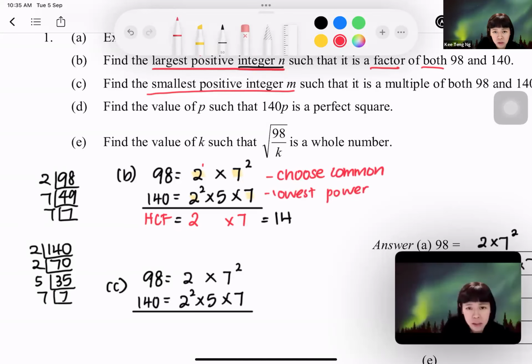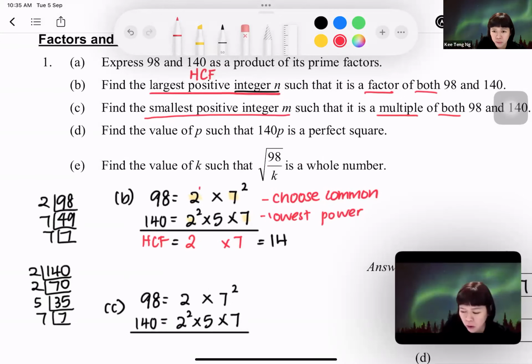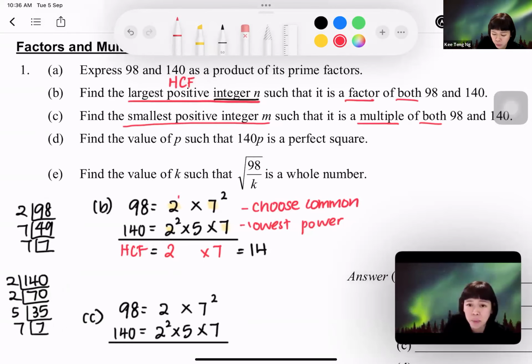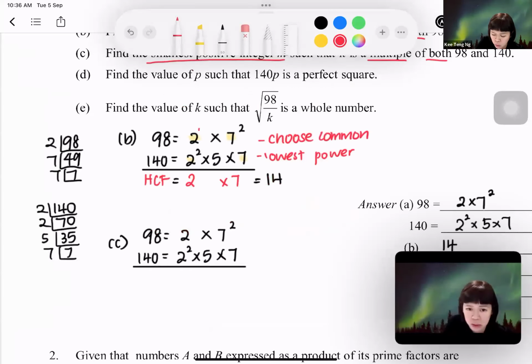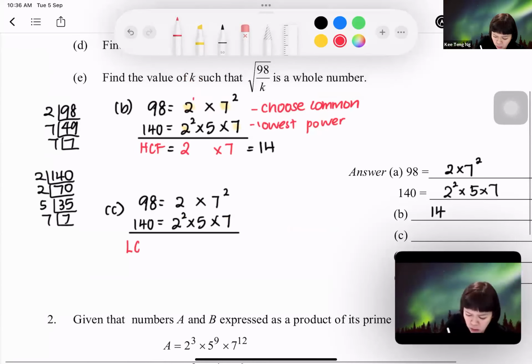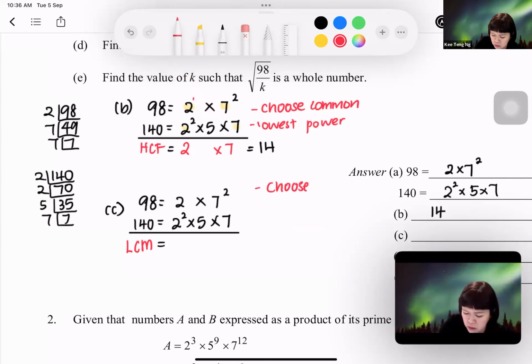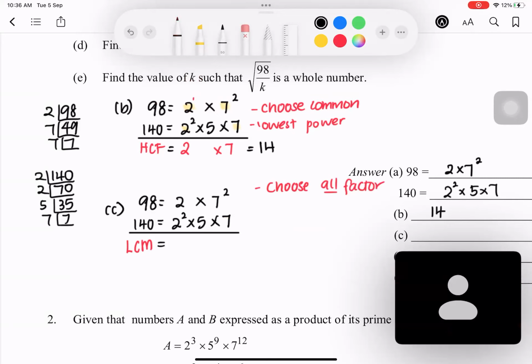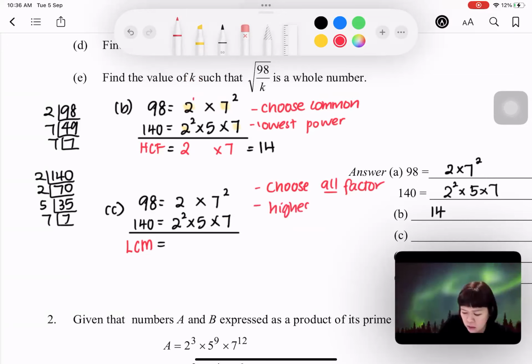Next one, find the smallest positive integer n such that it is a multiple of both. Multiple of both, that will give you LCM, lowest common multiple. So part C, I want the lowest common multiple. If I want the lowest common multiple, I must choose all the factors, and not only that, I choose the one with the highest power.